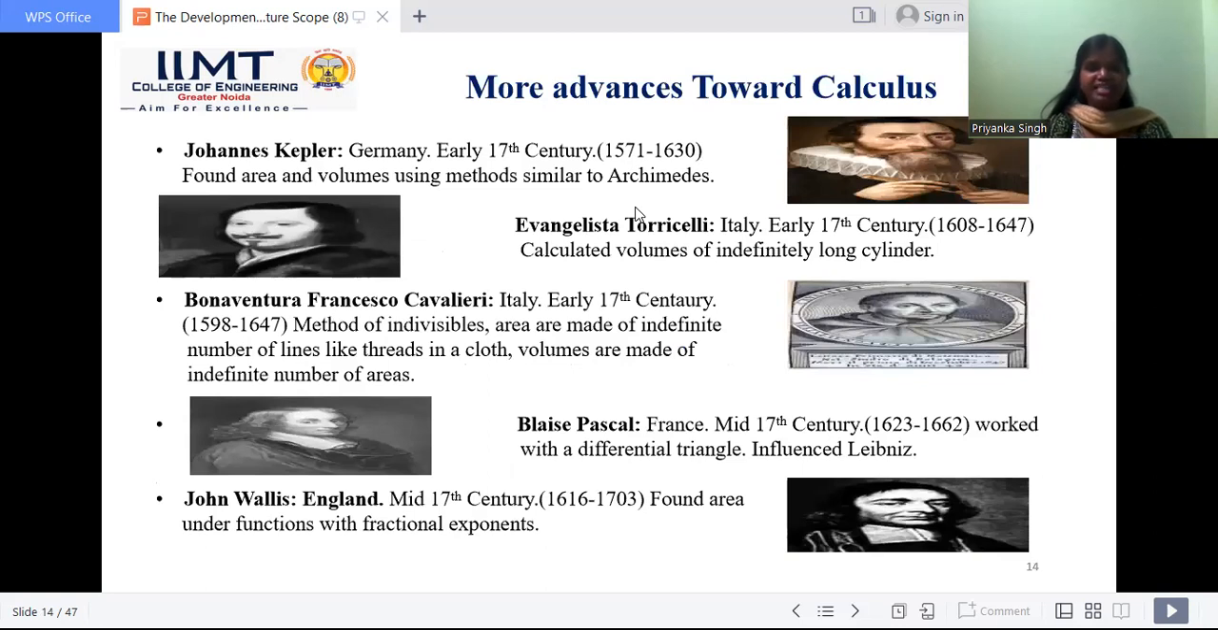Kepler found areas and volumes using methods similar to Archimedes. Torricelli calculated volumes of an indefinitely long cylinder. Cavalieri's method of indivisibles: areas are made of an indefinite number of lines, like threads in a cloth, and volumes are made of an indefinite number of areas. Pascal worked with a differential triangle influenced by Leibniz. Wallis found area under functions with fractional exponents.